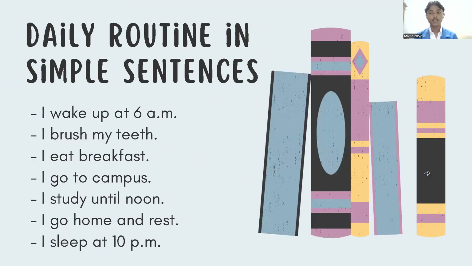Daily routine in simple present tense. Let's break down a daily routine into short, clear sentences using the simple present tense. I wake up at 6 a.m. I brush my teeth. I eat breakfast. I go to campus. I study until noon. I go home and rest. I sleep at 10 p.m.